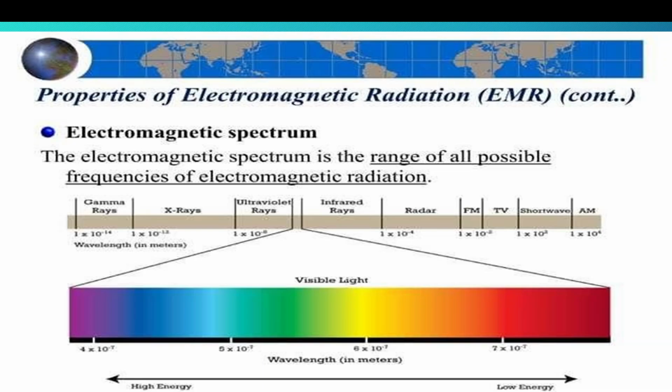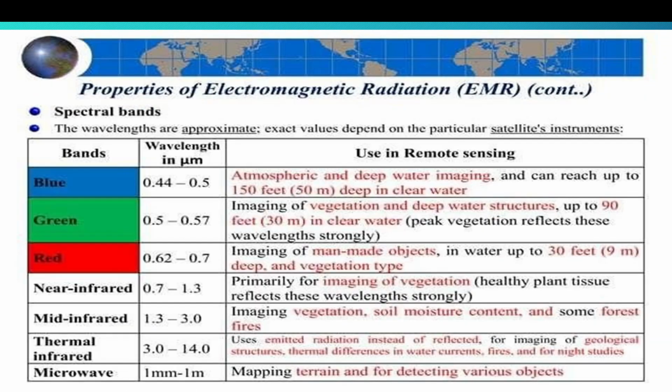Understanding this is important. Moving on. This explains the spectral bands in remote sensing, focusing on how different wavelengths of electromagnetic radiation are used for various imaging purposes. So, spectral bands and wavelength.